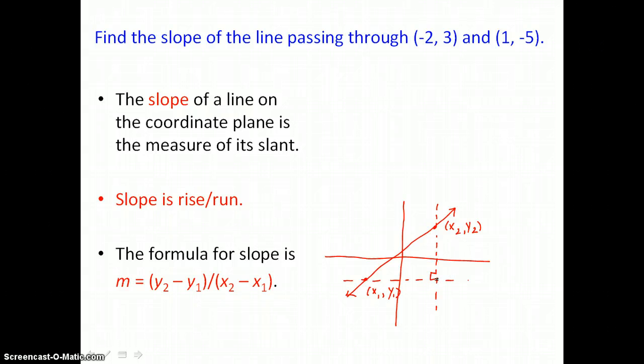And find the coordinates of the point at the right angle. We'd have to go over x sub 2 units from the origin and down y sub 1 units. So the coordinates of the point at the right angle would be x sub 2, y sub 1.